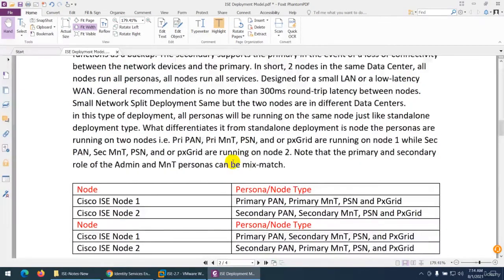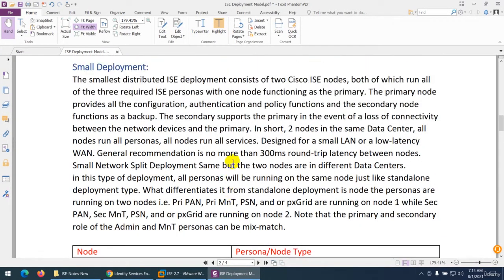Next is small deployment. As I told you, small deployment is a maximum of 2 ISE nodes, which we discussed above. It consists of 2 ISE nodes maximum, and both of them run all the 3 required ISE personas. Basically there are 4 personas, but normally we are not running pxGrid. Whenever required we turn on pxGrid.